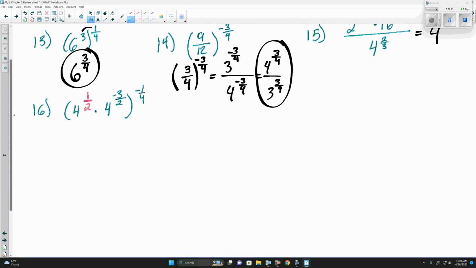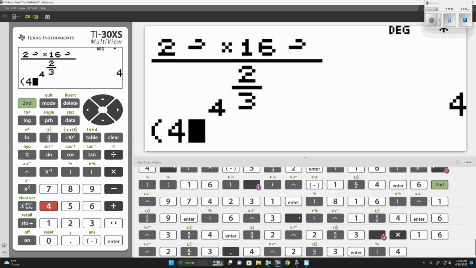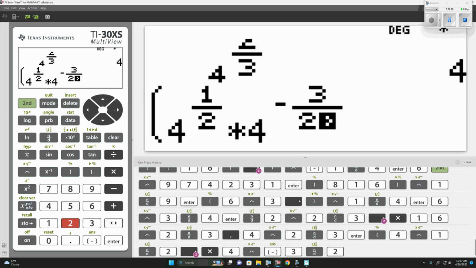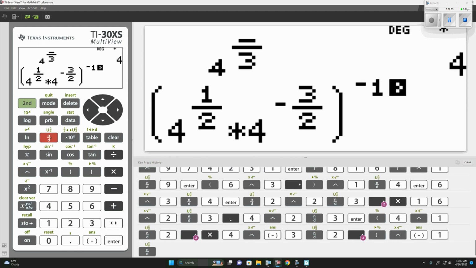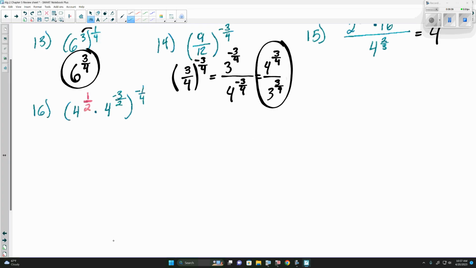Let's look at number 16. Now we could try plugging this in, and most likely it's not going to give us a nice answer. 4 to the 1/2 times 4 to the negative 3/2, and this is all to the negative 1/4. It gives us a decimal answer, so we're going to actually have to work this one out.